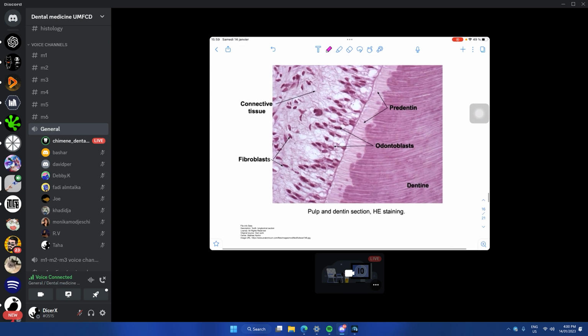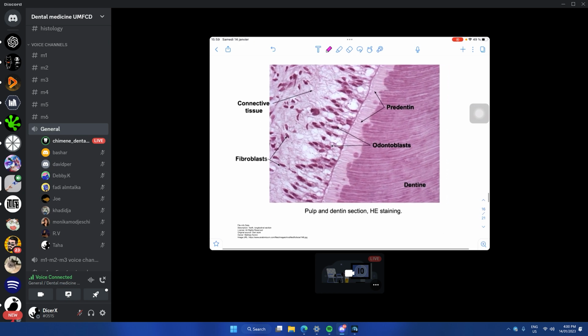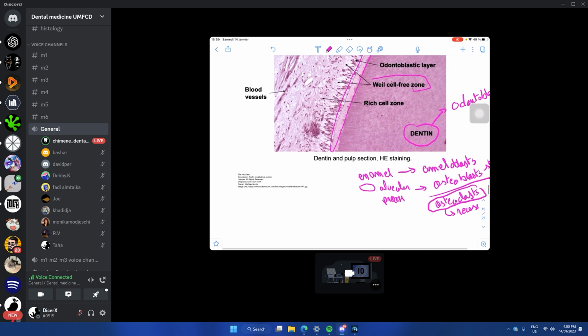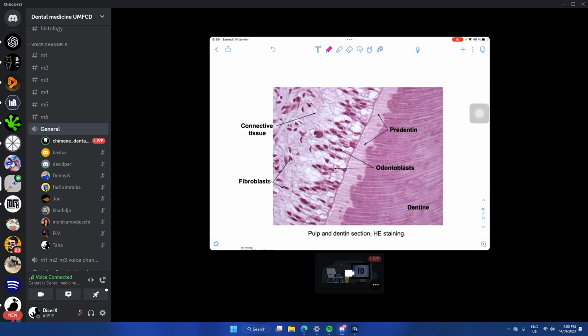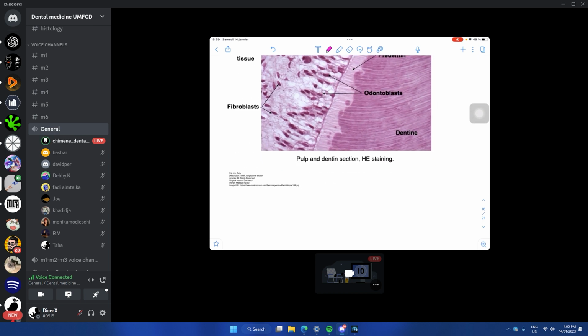This is the same picture. The main difference between these two pictures is that you have a better view of the odontoblasts that are responsible for the development of the dentin.